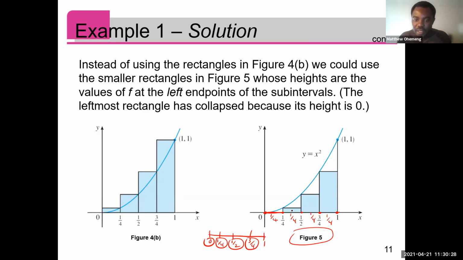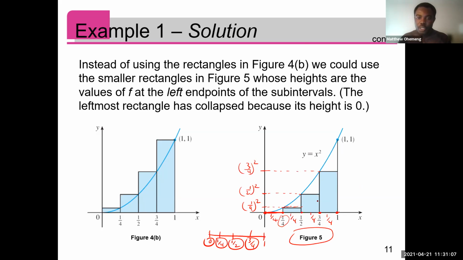Now for the second strip, you're going to use the left endpoint 1/4 to figure out the height. So that's 1/4 squared, because the equation is y equal to x squared. That gives us the height of the second strip rectangle. For the third strip, the left endpoint 1/2 will determine the height, so 1/2 squared. For the last strip, the left endpoint is 3 over 4, so 3 over 4 will determine the height. That'll be 3 over 4 squared.